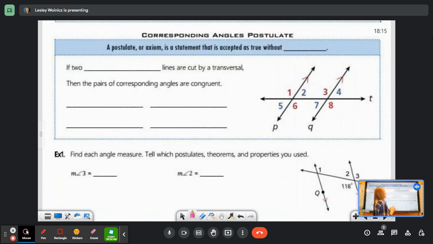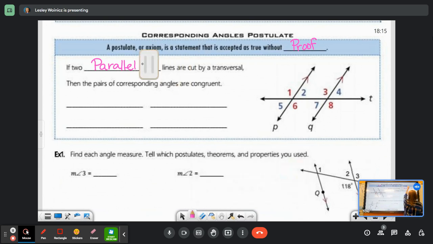All right, now we're going to get into the meat of it. Okay, remember that a postulate or axiom is a statement that is accepted as true without proof. Okay, so we're never going to prove the corresponding angles postulate because we can't. We just accept it. Okay, but we're going to use it. So it says this: if two parallel lines, this is the different part from yesterday, our lines were not parallel yesterday, are cut by a transversal.